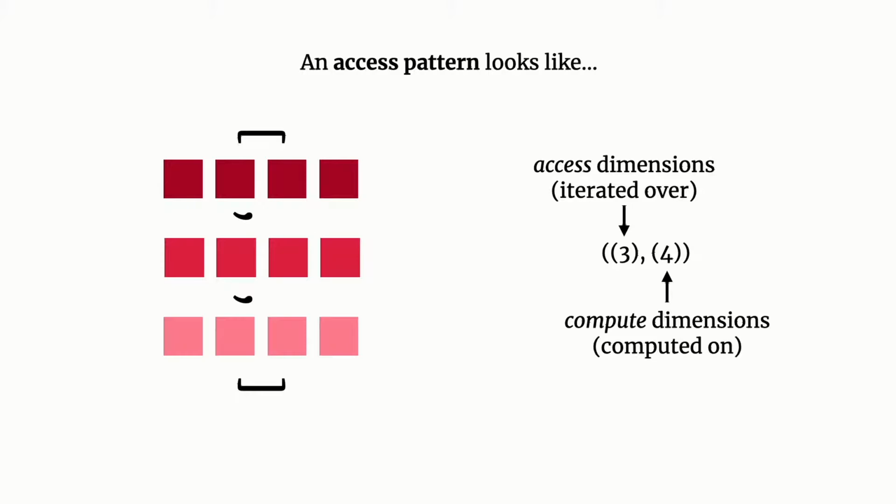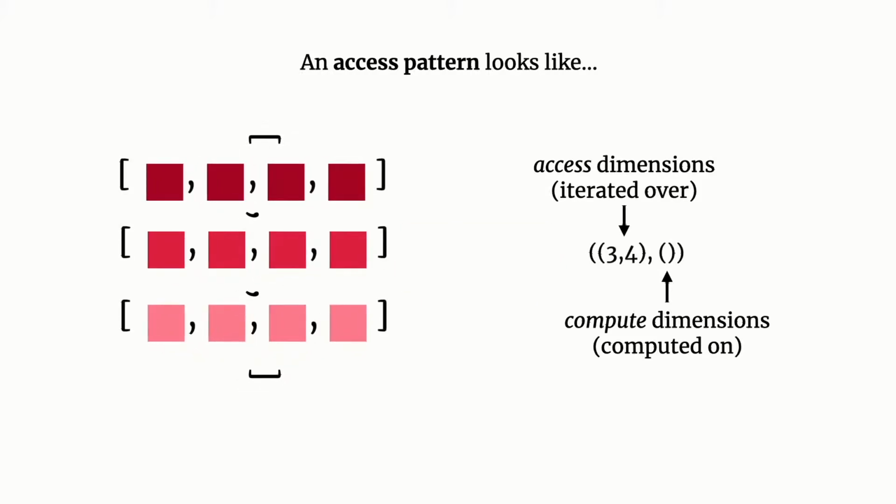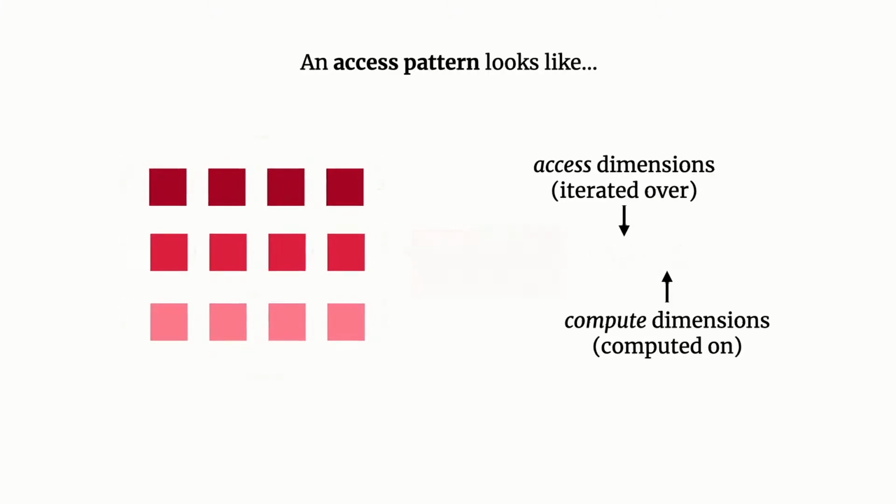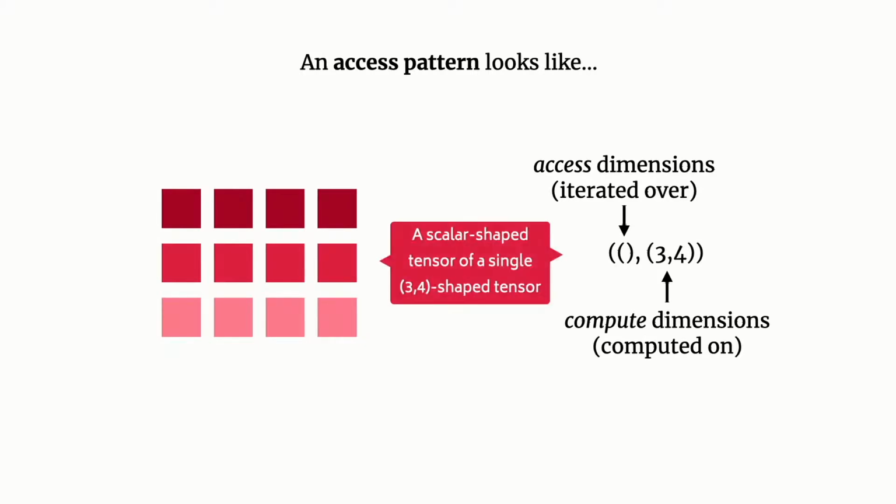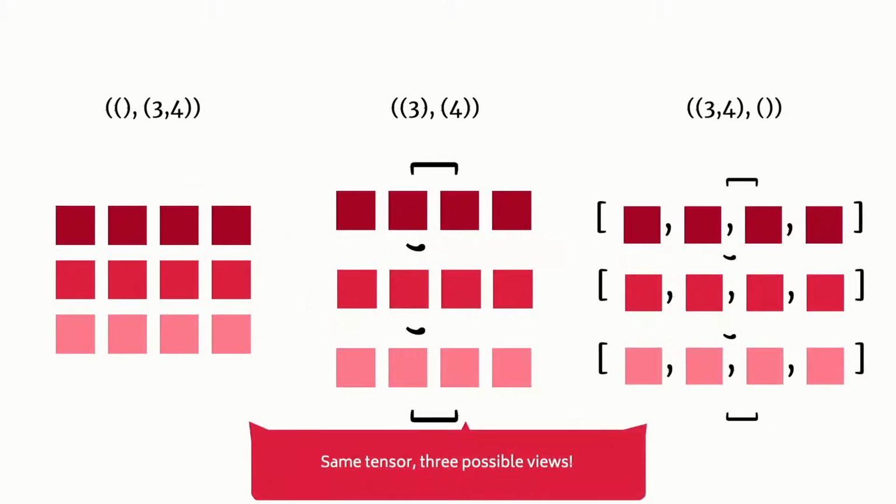So an access pattern simply represents a view over a tensor. That's all it is. And that view is actually conveying how the algorithm is processing this tensor. So for example, this access pattern is viewing our 3, 4 shaped tensor as a 3-length vector of 4-length vectors. But if we shift the dimensions of the access pattern over, we can view the same tensor as a 3, 4 shaped tensor of scalars. And if we shift it in the other direction, we can view it as a scalar-shaped tensor in which that quote-unquote scalar or single element is a 3, 4 shaped tensor. So each of these views is a valid view over the tensor that might be useful in a different algorithm.